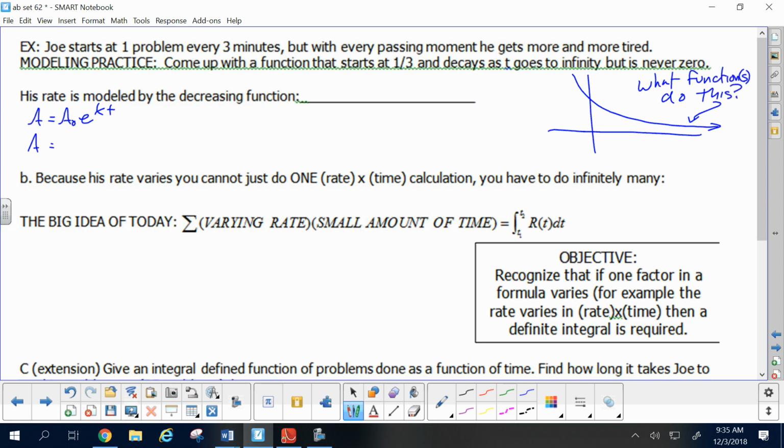If the rate starts at a third, so at time zero the rate is a third, then what's A naught? 1/3. Okay. So 1/3 e to the, now it doesn't say how it decays. So I would say anything negative here, cool. If they give me how fast it decays, then I can nail that k. But I can't know unless they told me how it's decaying. You with me? Okay. So that's a common horizontal asymptote graph.